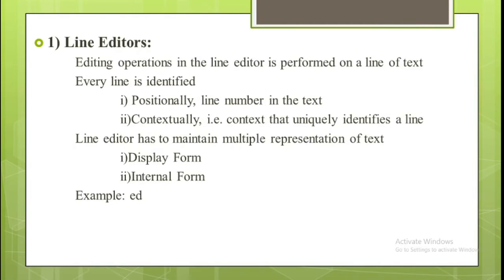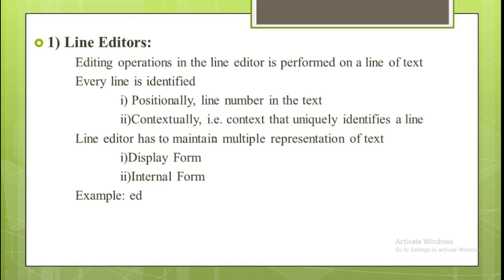The first one is called the line editor. Editing operations in the line editor are performed on a line of text. Every line is identified in one of two ways. The first one is positionally, that is, by line number in the text, and the second one is contextually, that is, by the context that uniquely identifies a line.